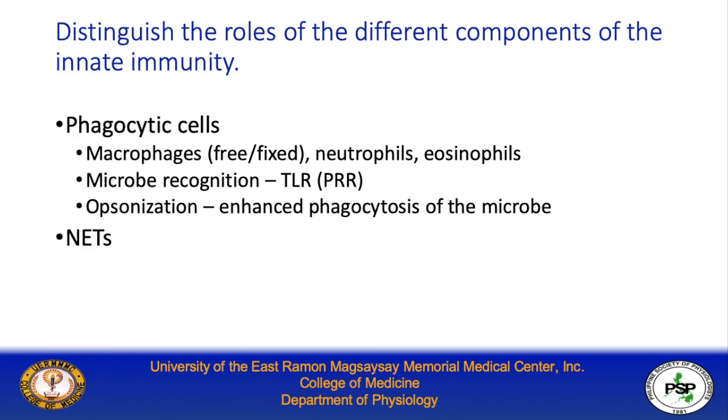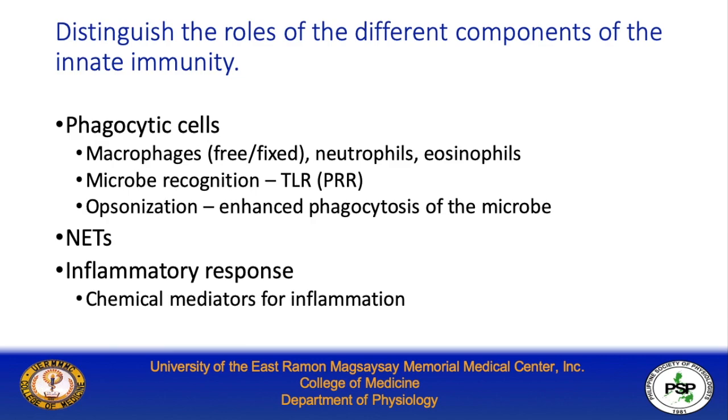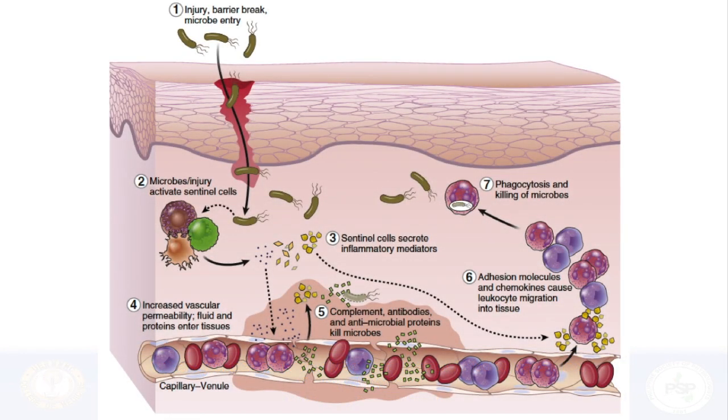We also have your NETs, your neutrophil extracellular traps. This is primarily used by neutrophils and eosinophils in trapping larger microorganisms like helminths, or worms. And we also have the process of inflammation. Again, I'm sure this was already discussed in your WBC lecture. So just remember the chemical mediators for inflammation. This is again an overview of the inflammatory response.